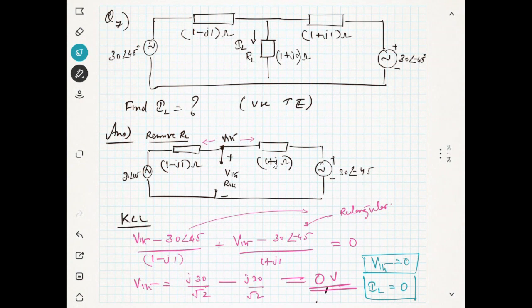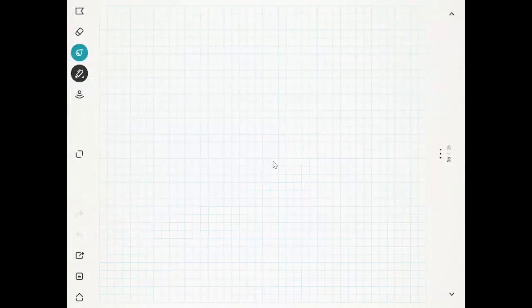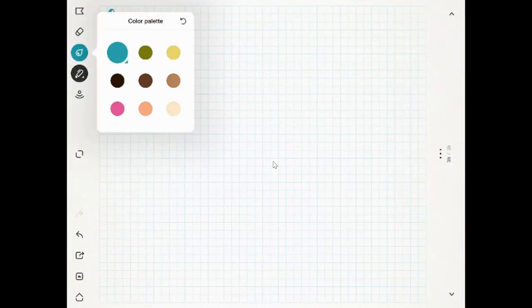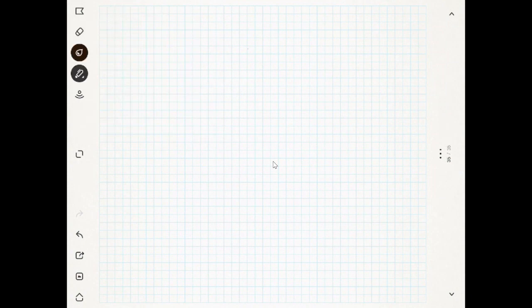You can calculate the Thevenin resistance by short circuiting the voltage sources. If you short circuit the voltage sources, then these two, 1 plus J1 and 1 minus J1, will come in parallel, right? That will be your Rthevenin. Is it clear? Yes, it's an easy thing. Just do the same procedure for all the problems. The procedure will be the same. Thevenin's theorem is not so difficult.